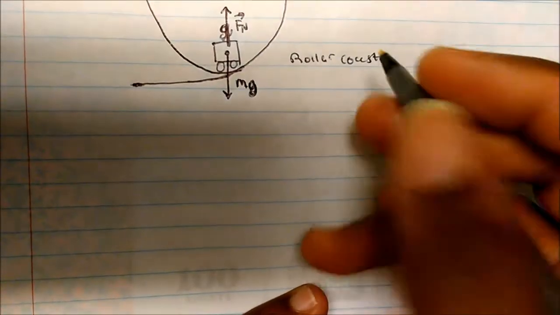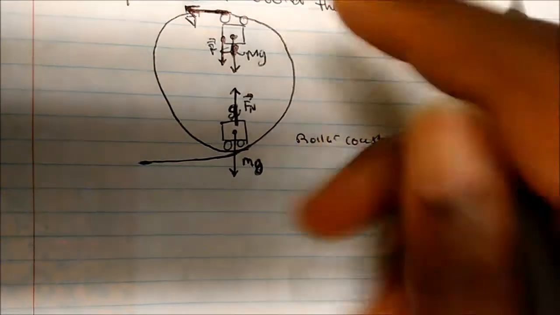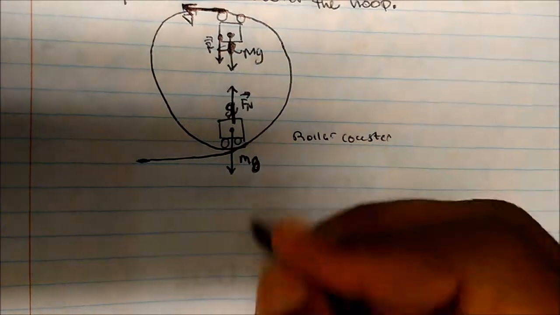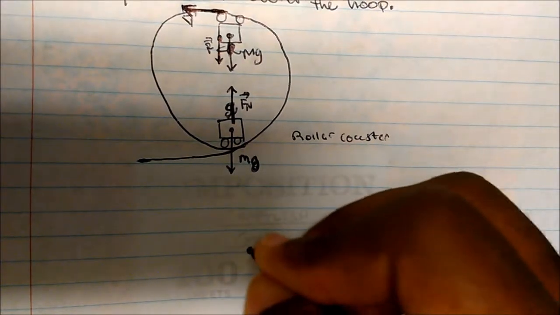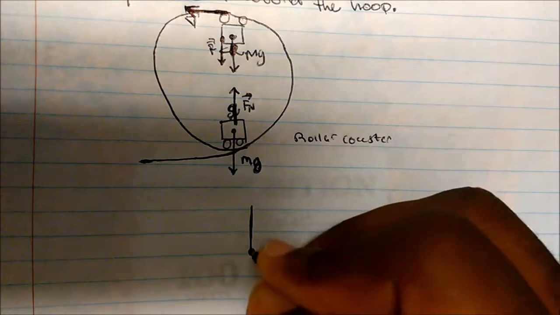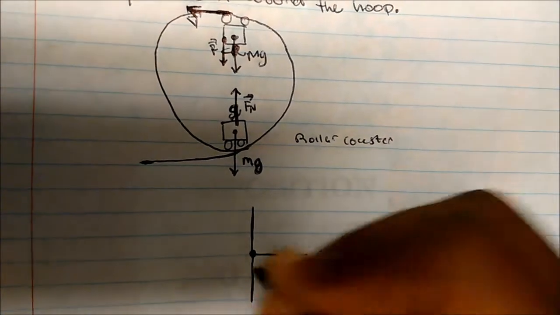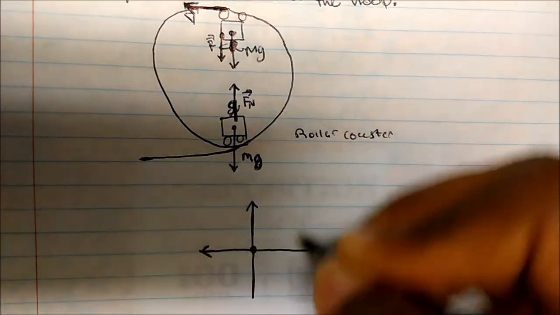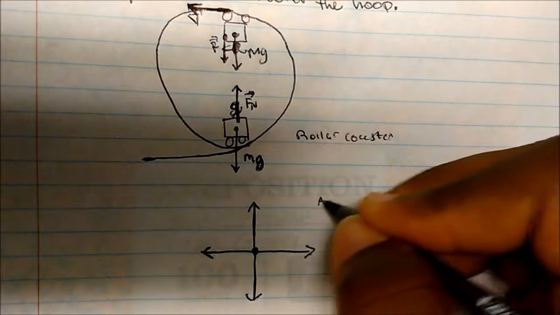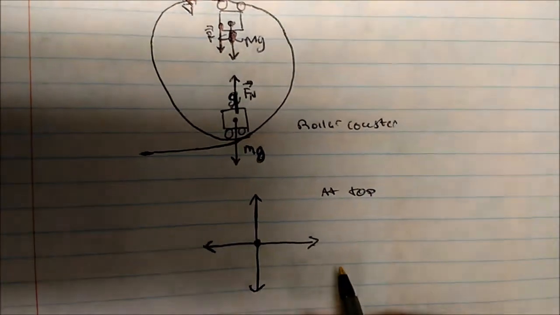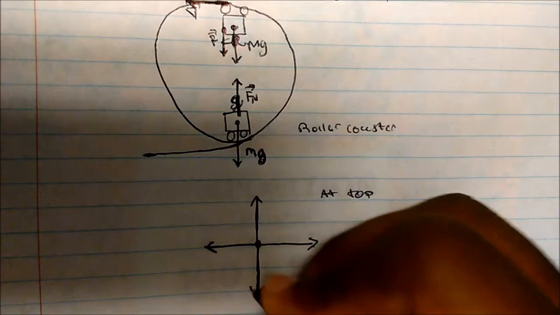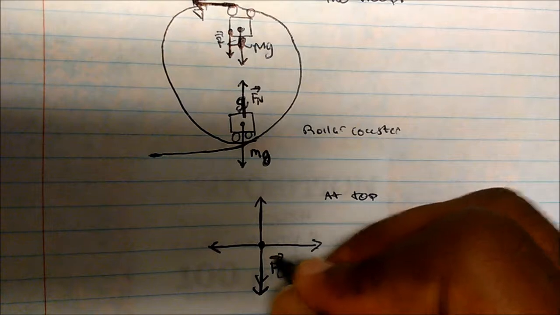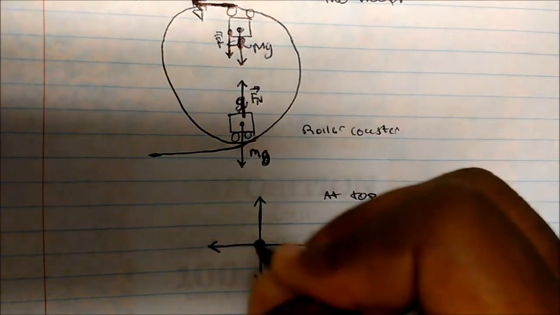And so what if we wanted to draw the free body diagram for the cart at the top? This is interesting, right? The bottom is pretty straightforward. If I squish my object down to a dot, what are the forces acting on it at the top? Well, gravity is pulling straight down, so this is F grav, the force of gravity. But also, there's a normal force pulling down.